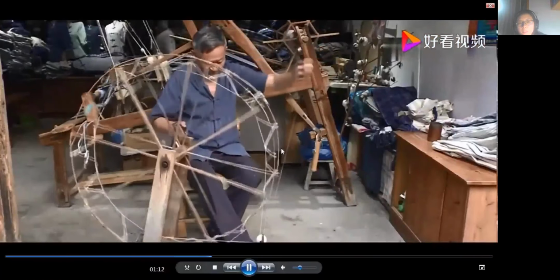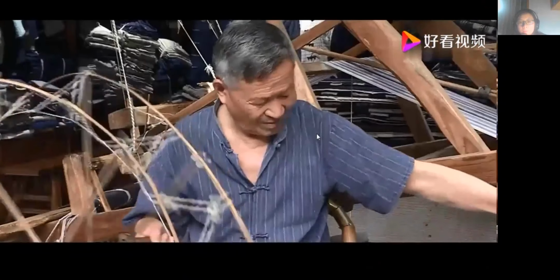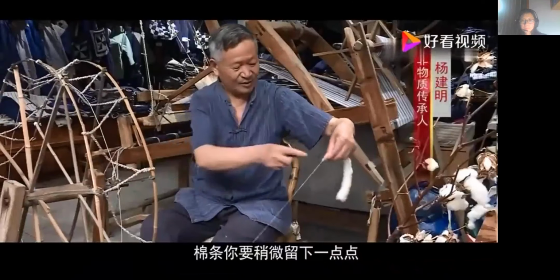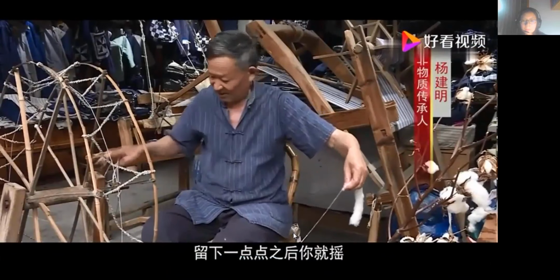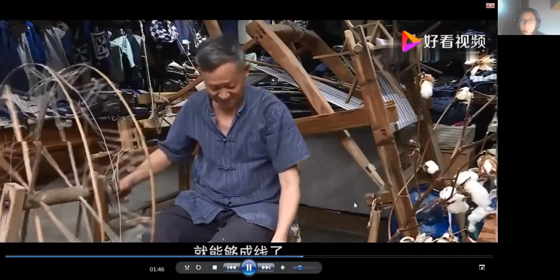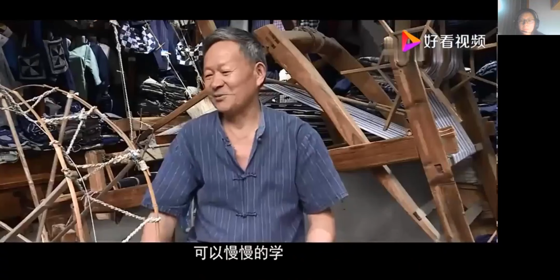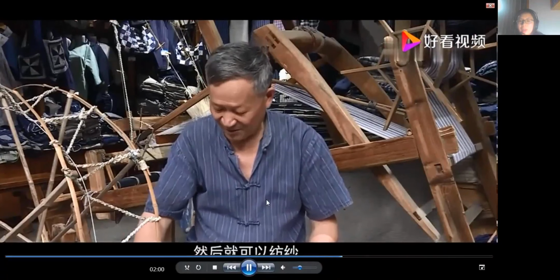You can see, make it longer and then spin it into the very fine string thread. He says you need patience to do this job by hand. After you have the threads, then you can weave it into cloth.